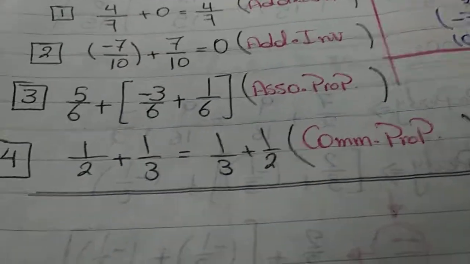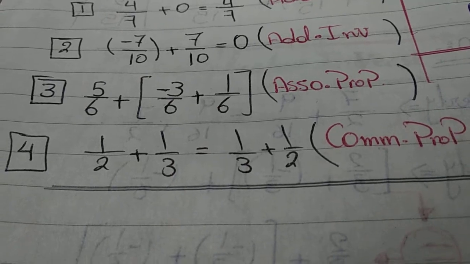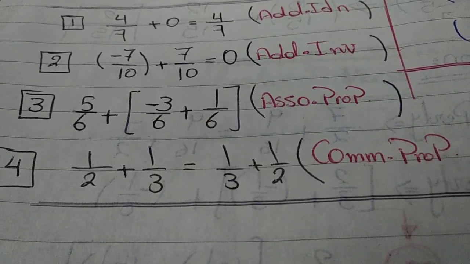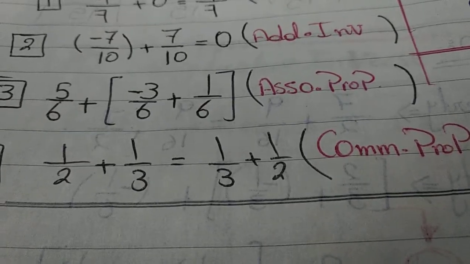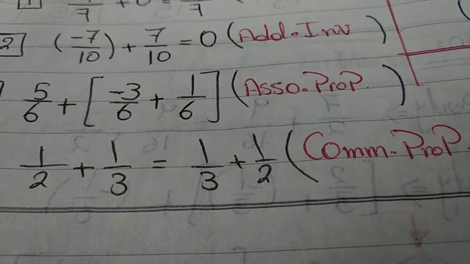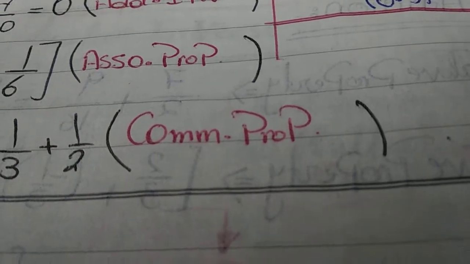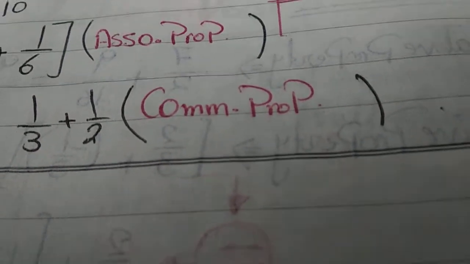Look, the last one. 1 over 2 plus 1 over 3 equals 1 over 3 plus 1 over 2. I write 2 rational numbers added to each other and then I replace the places of each rational number. Then I change the places. This property is commutative property.